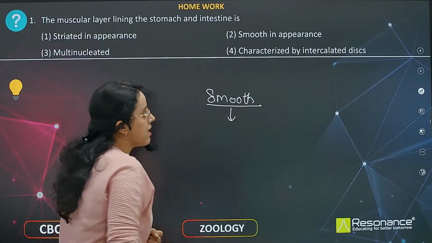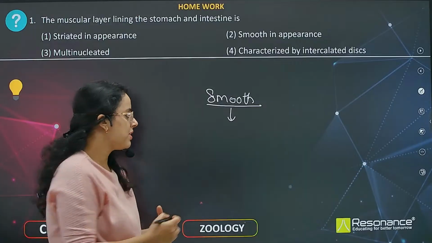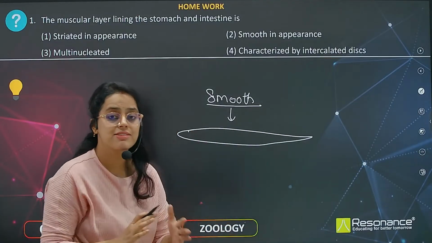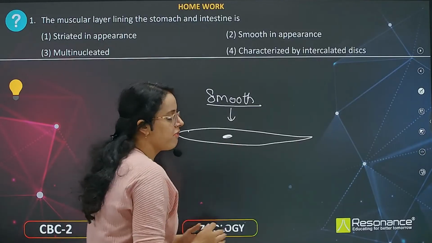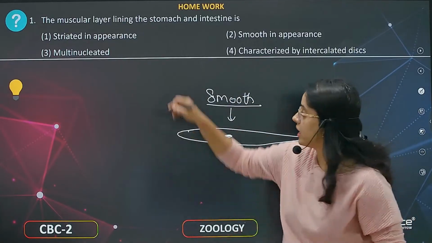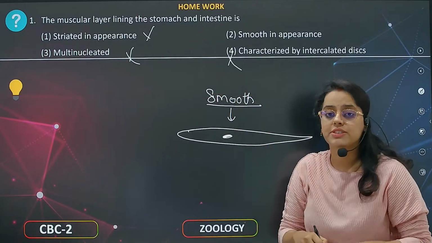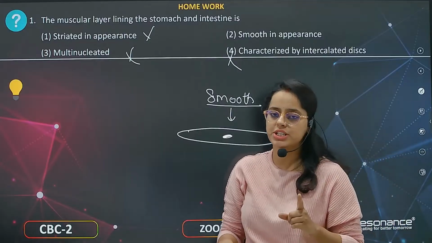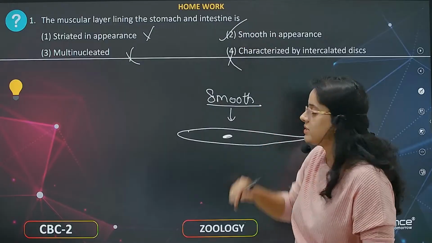Smooth muscles are smooth in appearance. Why are they smooth in appearance? Because they don't have any kind of striations. Light and dark bands are absent. Tapering ends, uninucleate, and they perform involuntary action. So striated in appearance is not the correct answer. Multinucleated is wrong. Characterized by intercalated disc, this is seen specifically in only one type of muscular tissue, that is cardiac muscles. And smooth in appearance is the correct answer.